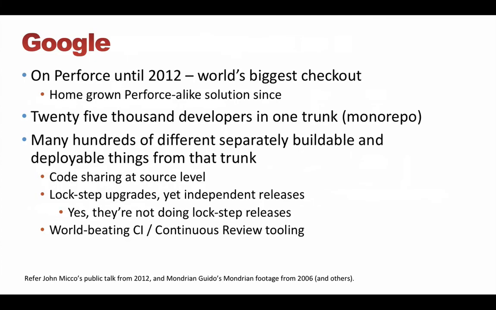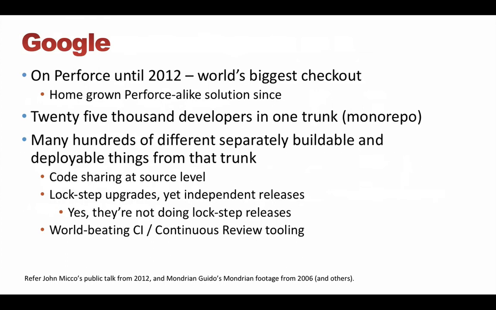So who does this? Google. They were doing it from 1998 all the way through to now, and they flipped source control just once, from Perforce, which they finished up with in 2012, into something they've grown themselves that feels like Perforce. 25,000 developers in one trunk, otherwise known as a monorepo in the modern age. Many hundreds of separately buildable and deployable things in there, all with a uniform directory structure and a uniform build grammar, that would be Blaze, that we would know as Bazel.